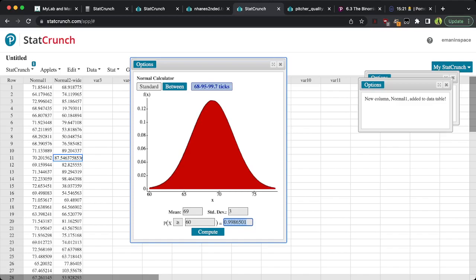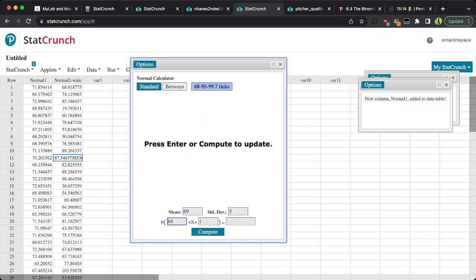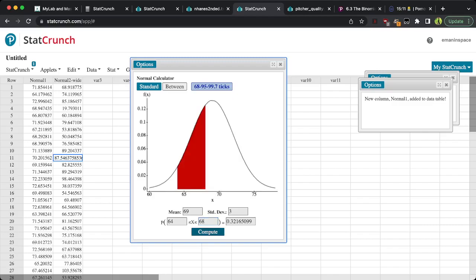To calculate the other one, we would click between. Do you see how now it gives two numbers? Remember, the lower number was 64. The higher number was 68. And you can see it shaded it for us, right? There's 65 right there. You can see it starts to the left of it a little, and then it goes all the way over to 68. There's about a 32% chance, a 32% chance that a random U.S. adult male that you encounter is between 5'4" and 5'8".